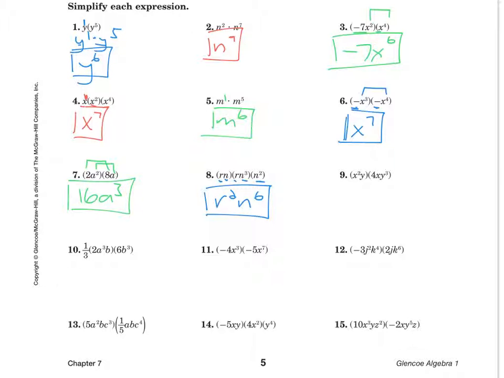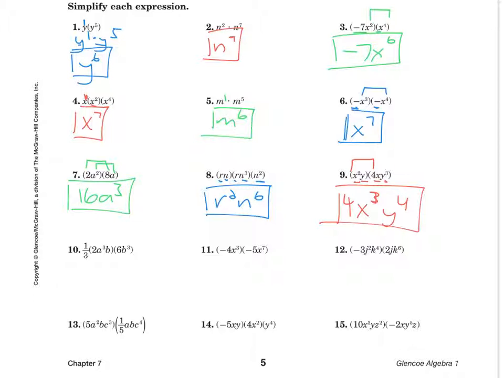In number 9, okay, start with the coefficients. All right, you've got a 1 coefficient in the first one because it's blank, and a 4 in the second one. Multiply those together. 1 times 4 is 4. Then we'll combine the x's. You've got 2 and 1, so a total of 3. And for the y's, you've got 1 and 3, which is a total of 4. So 4x cubed, y to the fourth.